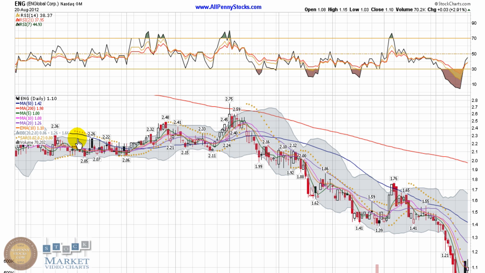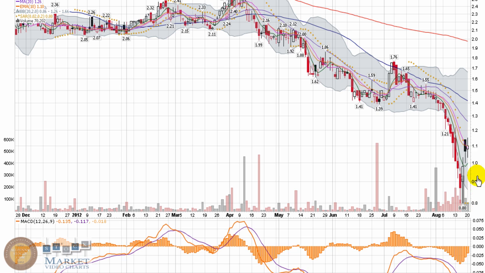ENGlobal is a NASDAQ Global Market stock trading under the ticker ENG. It's one of our U.S. technical stocks to watch this week. Both had very similar looks.